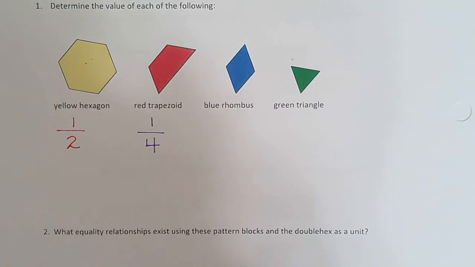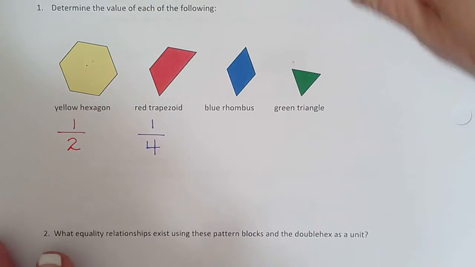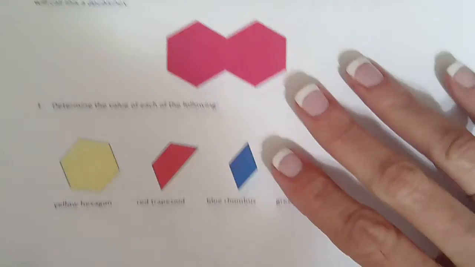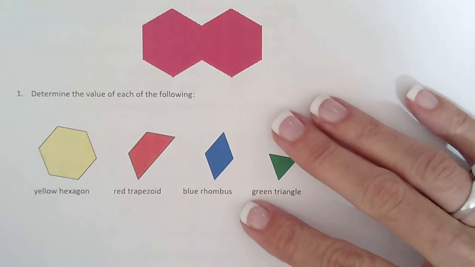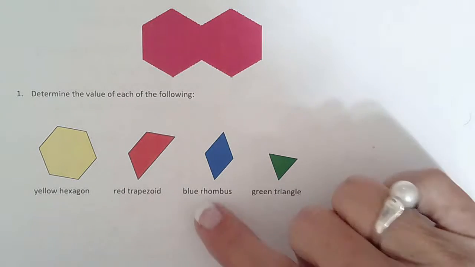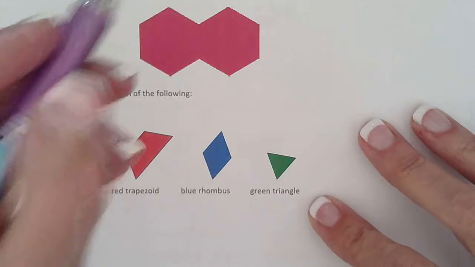Okay, let's pick up from where we left off. So we are talking about the rhombus, and I drew on both of these double hexes up here. So I have a blank double hex so we can see how many rhombuses it takes to fill this up.